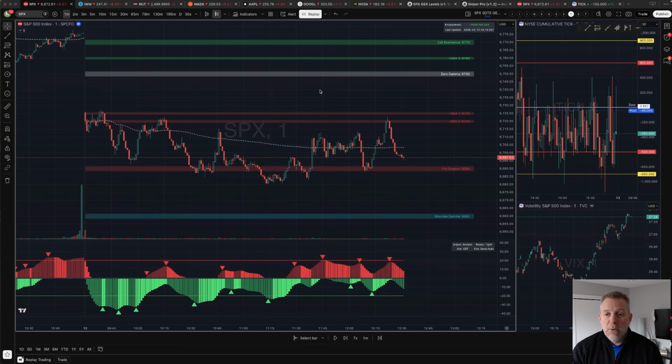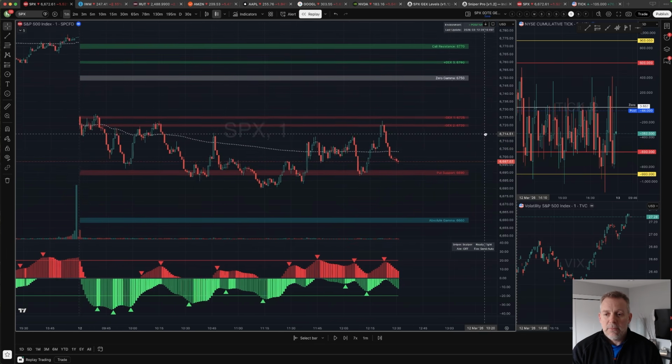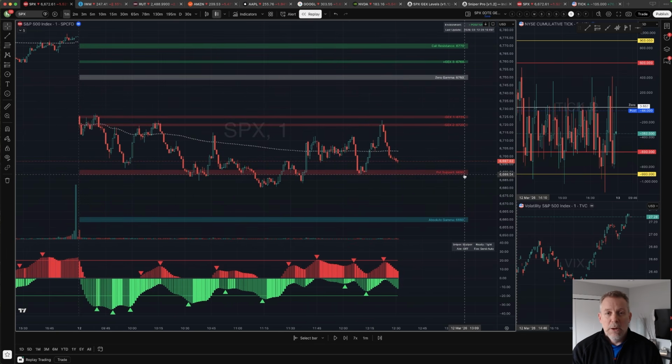So the first thing we want to do with the Sniper Pro system is look at the components that make it up. The key components that make up the Pro system are the gamma exposure levels here, as you can see on the chart. I use the call resistance, zero gamma, put support, and absolute gamma, and a couple of other ancillary gamma levels on the SPX to find areas of support and resistance and areas in which the market might gravitate towards that act as magnets.